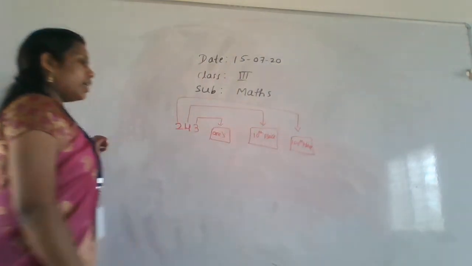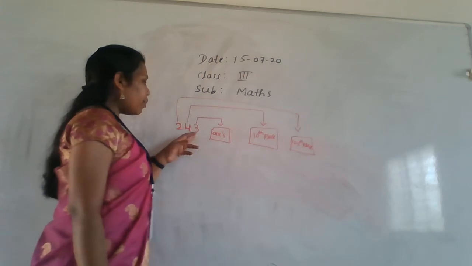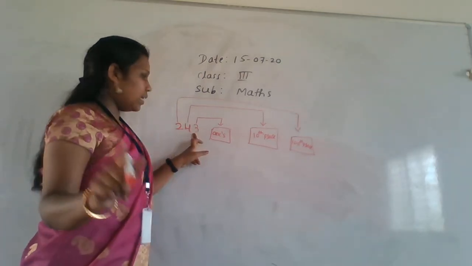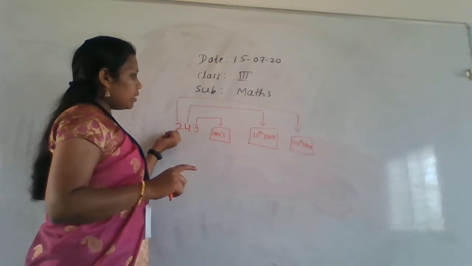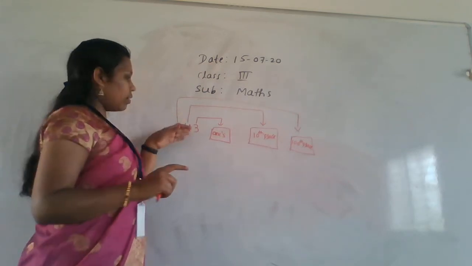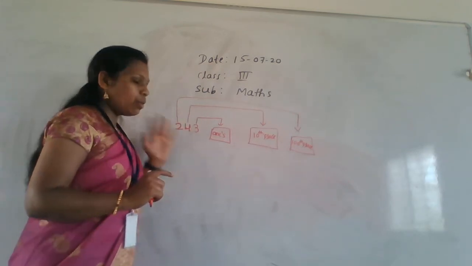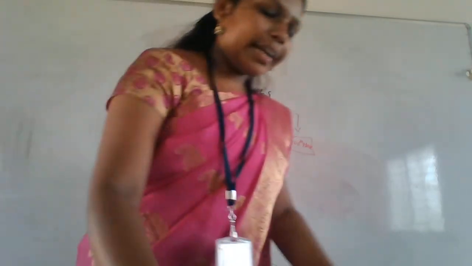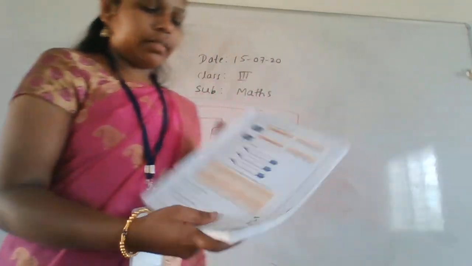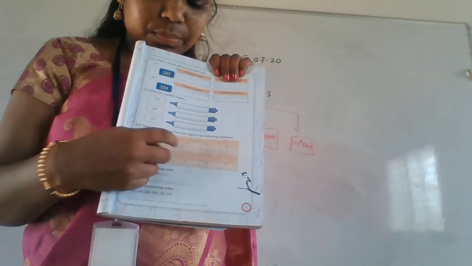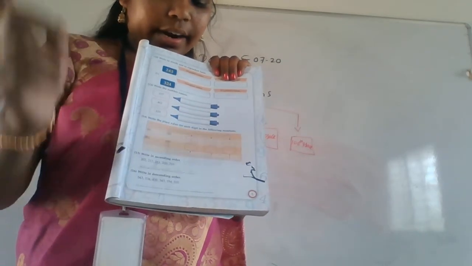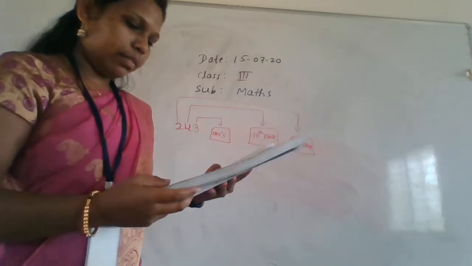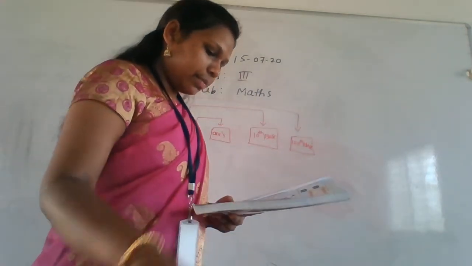Okay, you have to write like this. Getting my point? 3 is in the ones place and 4 is in the tens place and 2 is in the hundreds place. Okay, so this much only you have to write. What did they ask? Write the place values of the numbers. 3 is in the ones place and 4 is in the tens place as well as the 2 is in the hundreds place.